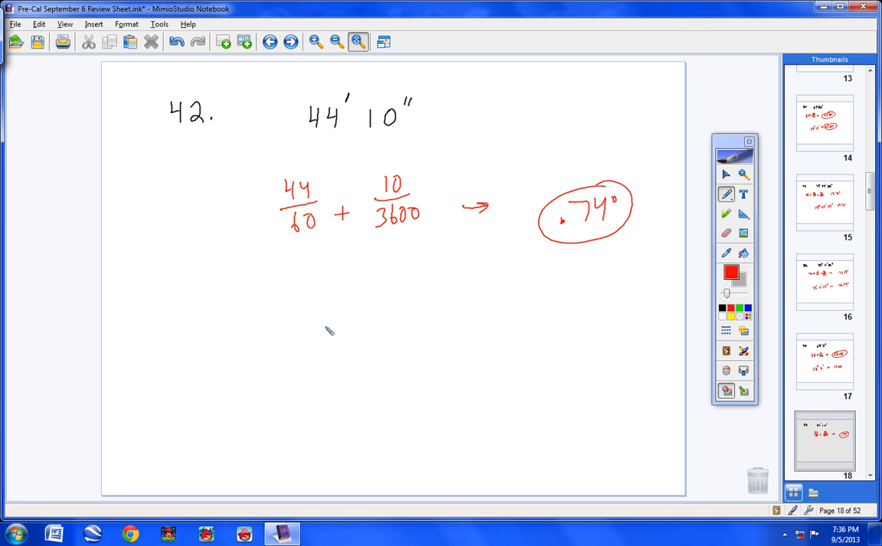Another way to do it is to type in 44 and then hit second apps option 2, and this little mark will appear. Then type in 10, hit alpha plus sign, and these two marks will appear. And then hit enter, and you should get the exact same answer. Okay? All right, let's continue on to number 44.